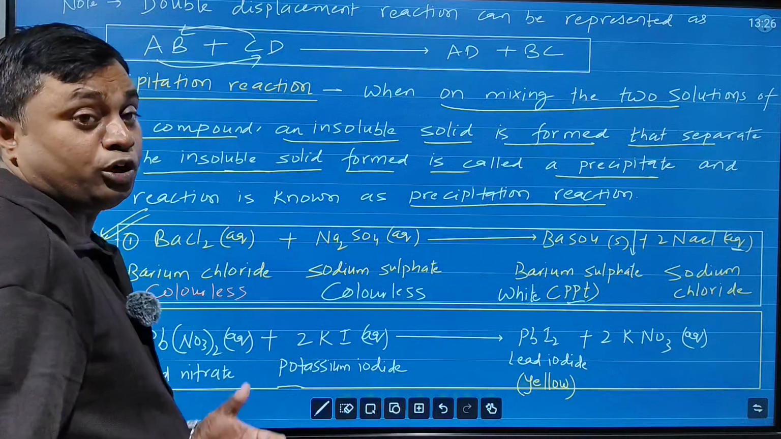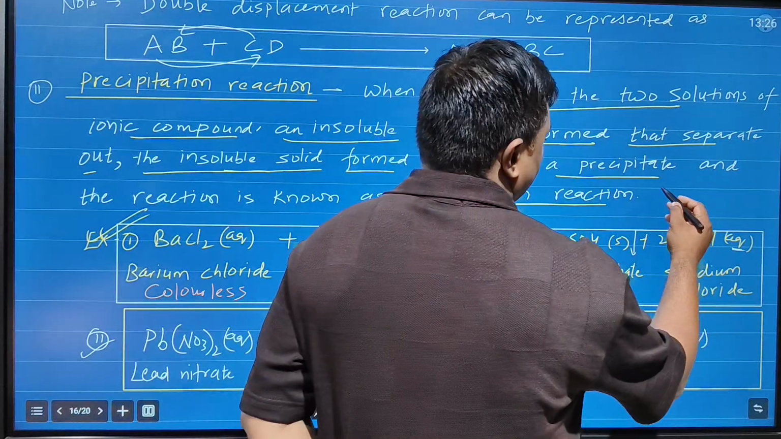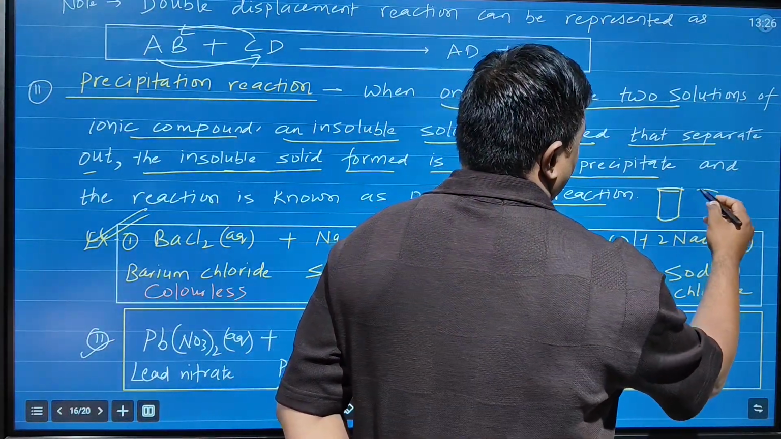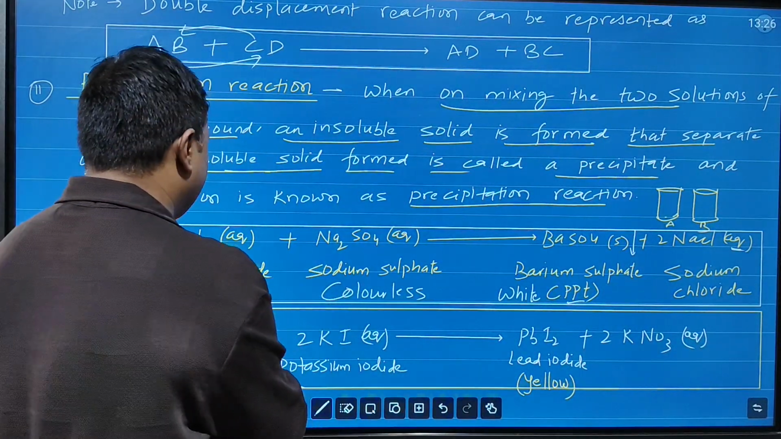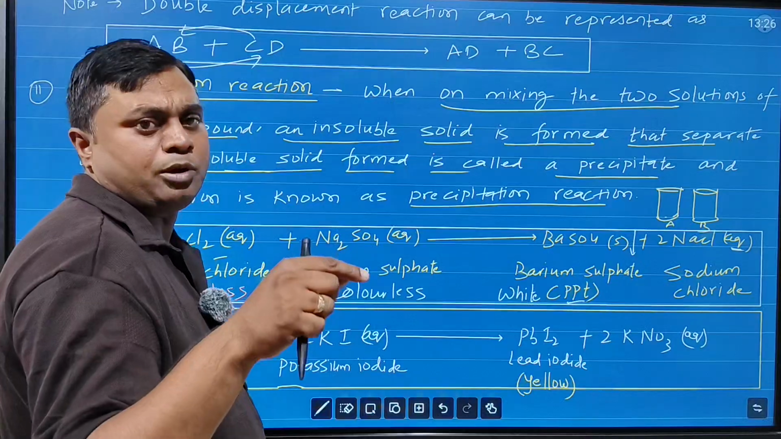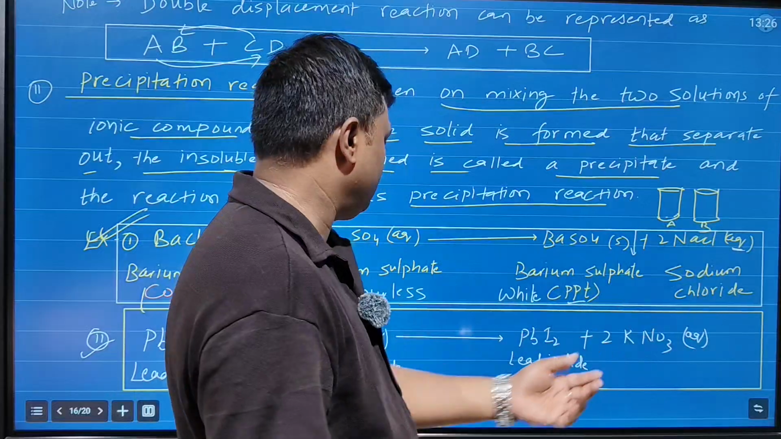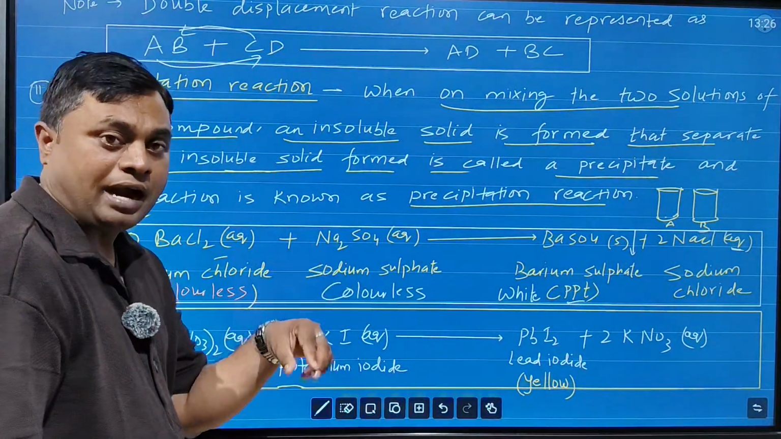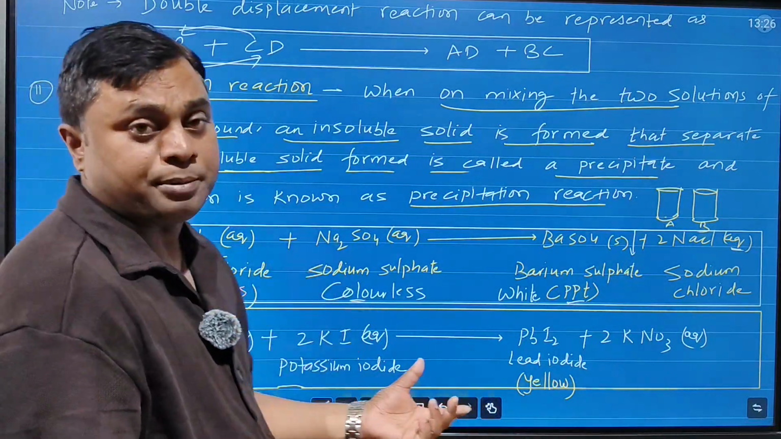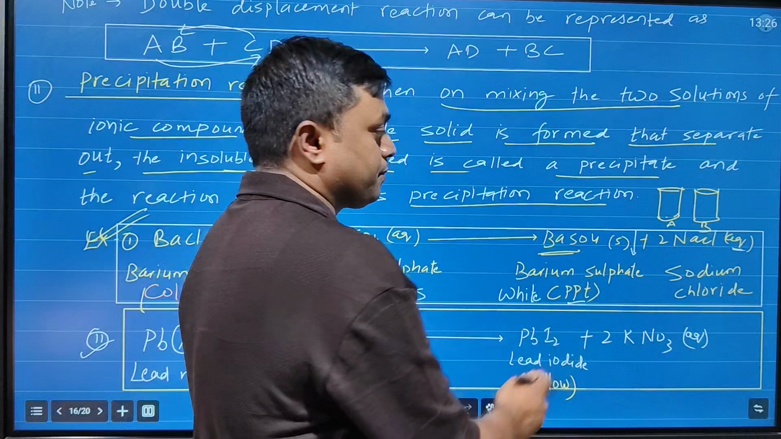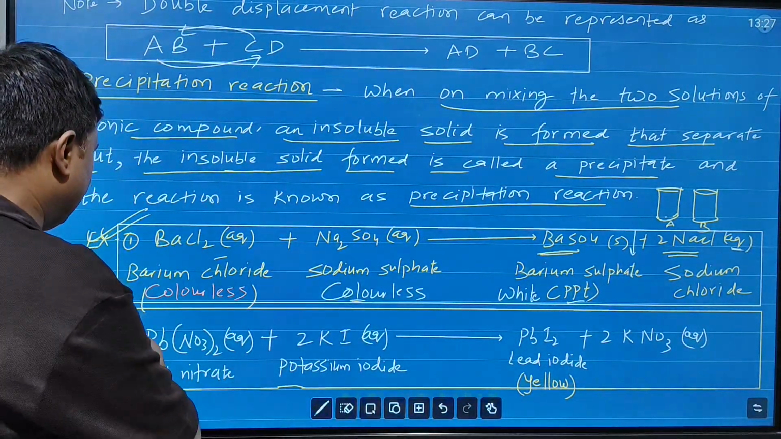Let's take this example: reaction of barium chloride with sodium sulfate. You can take two test tubes and mark them A and B. In the first test tube you put a pinch of barium chloride and take 10 ml of water. Make a solution, you will get a colorless solution. Similarly, in another test tube, you add a pinch of sodium sulfate, add 10 ml of water, make a solution, you will get a colorless solution. Once you mix them, you will get a white precipitate, which is nothing but barium sulfate. Along with that, NaCl is obtained. Yes or no?